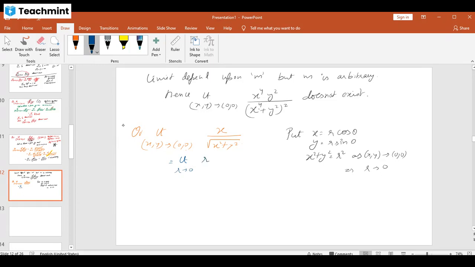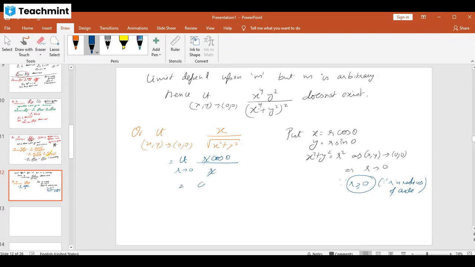What is x? This is r cos theta. And x square plus y square becomes r square, and square root of r square is r, because r is always positive. R is greater than or equal to 0, because r represents the radius of a circle, and the radius of a circle is always non-negative. Okay, so r and r get cancelled out.